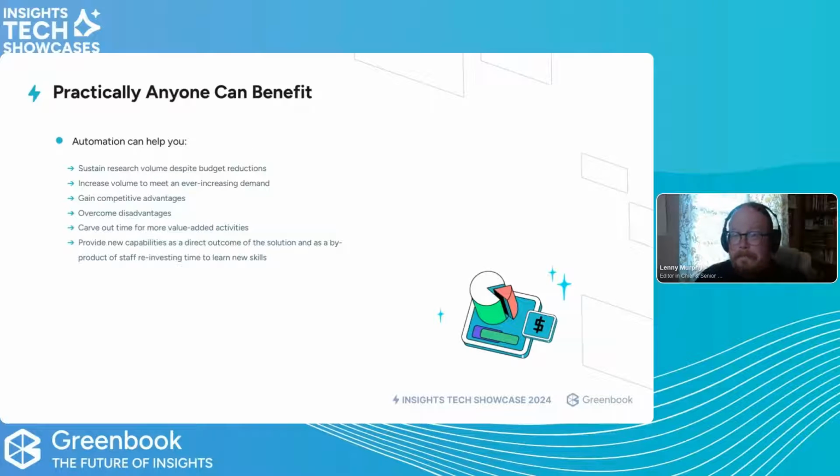And anyone can benefit. This is not limited to simply large brands with massive budgets. Anyone can do this. It can help you sustain research volume despite budget reductions, increase volume to meet demand, and gain competitive advantage, as we've already discussed. It can overcome systemic disadvantages you may have, maybe access to skilled workers in your location, or help you collect data and do things internationally when you don't have a physical presence internationally.